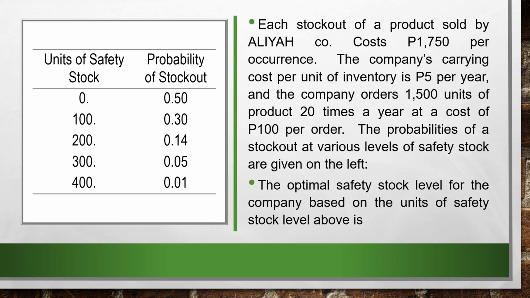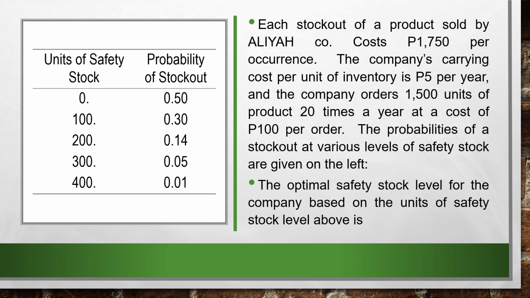Okay, so let's solve here another problem, with stock out. Each stock out of a product sold by Aliyah company costs 1,750 per occurrence. So if there is a stock out, there's a 1,750 cost. The company's carrying cost per unit of inventory is 5 pesos per year, and the company orders 1,500 units of the product 20 times a year at a cost of 100 per order.